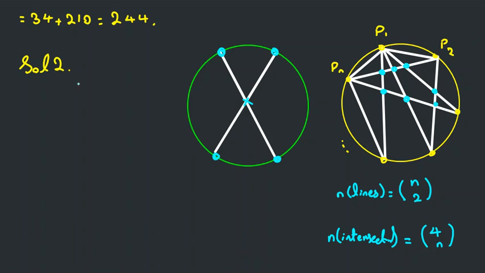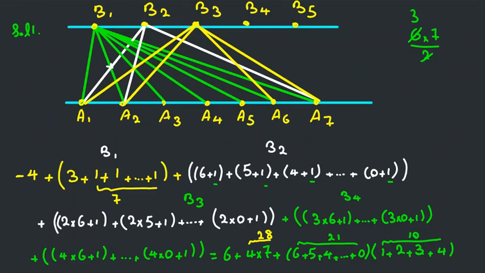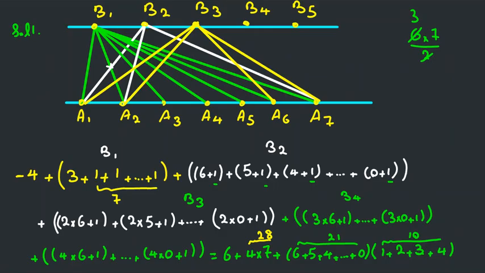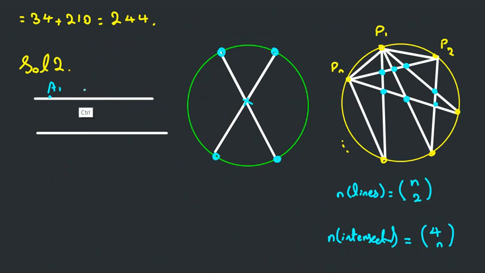Now, for solution number 2, let's see. We can do what? We can say that. How many points do we have? 5 points here, 7 points here. It says A5, and B5, and A7. A1 to A7, B1 to B5. So here we say, okay, we have at first how many regions? 3 regions, and at the end we should subtract by 4, like the previous problem.